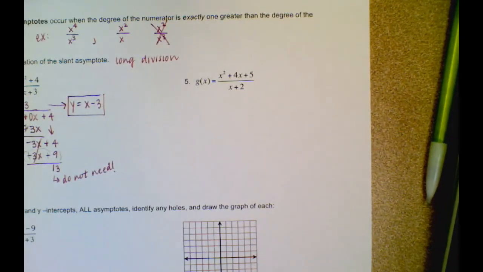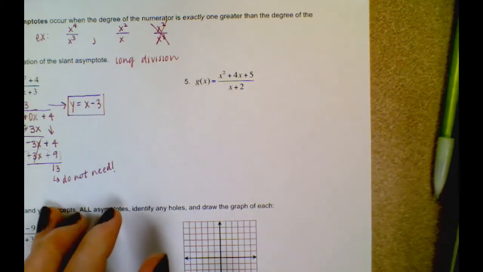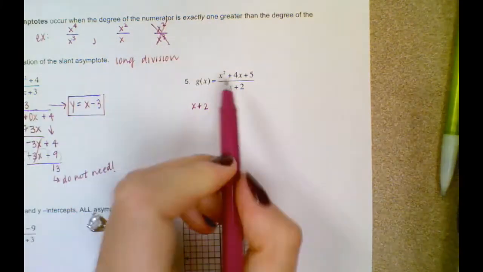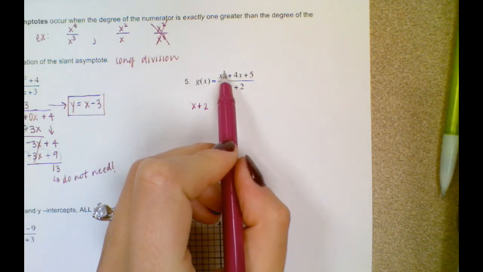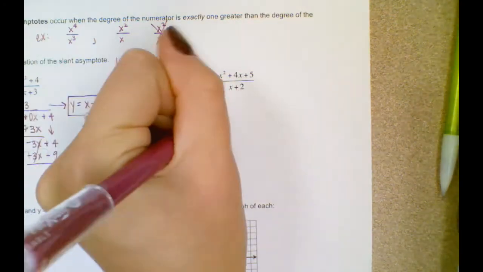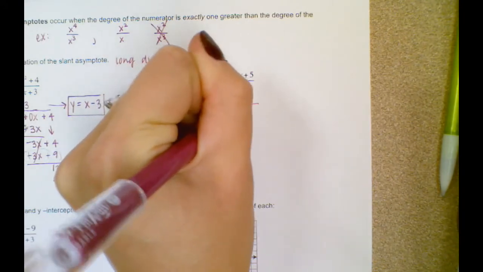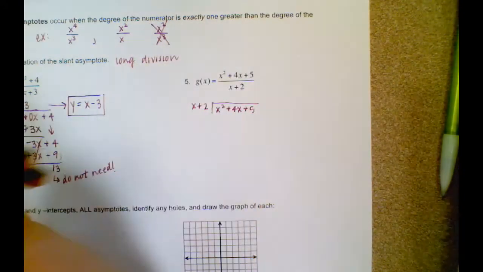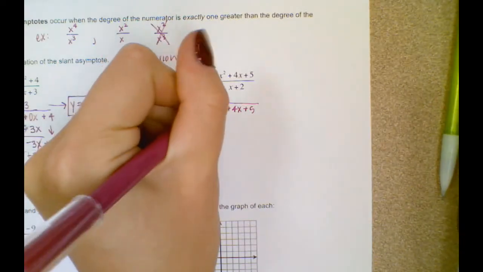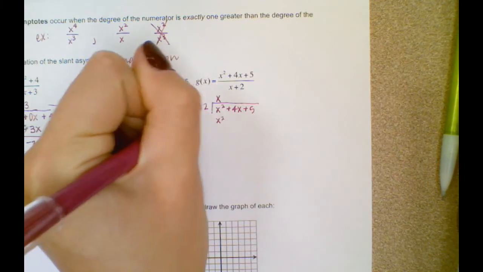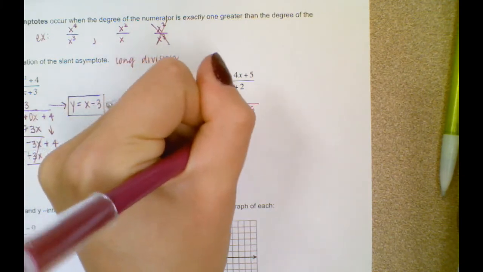Okay, number 5. Let's see here. So x plus 2. Oh, I do have a slant asymptote because look, the degree of the numerator is 1 greater than the degree of the denominator. So that's how you know that you need to look for a slant asymptote. x squared plus 4x plus 5. I'm not missing any terms, so that makes that easy. x times x gives me x squared. x times x, x squared. 2 times x is 2x.